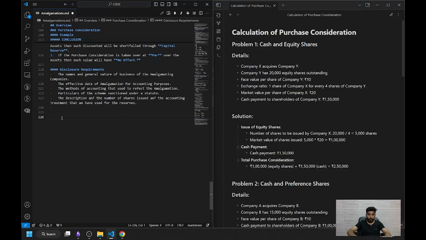And in this video, we shall discuss the calculation of the purchase consideration and the numerical aspect of purchase consideration. So the name of the topic is calculation of purchase consideration. Let us just go with sum number one, that is related to cash and equity shares. So basically, a few details are given to us, as follows.